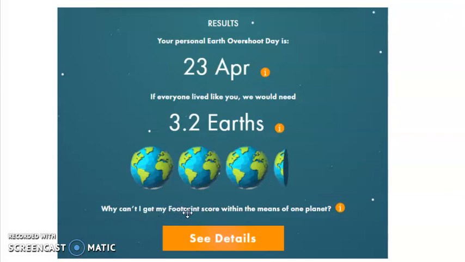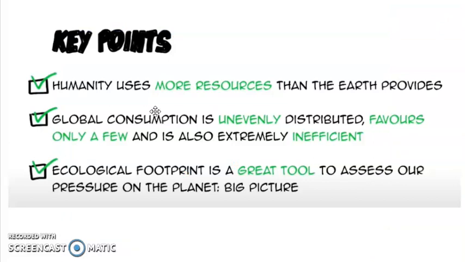Why can't I get my footprint score within the means of one planet? When you click on this one, you can go and see some discussions about what you can change in your life. So let's summarize here. What we learned is humanity uses more resources than the earth provides. Global consumption is unevenly distributed, favors only a few, and is also extremely inefficient. An ecological footprint is a great tool to assess our pressure on the planet so we can see the big picture.